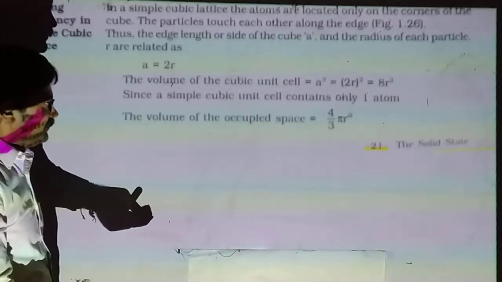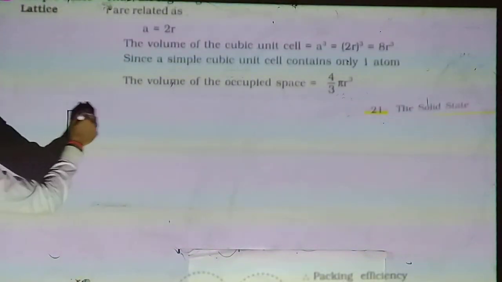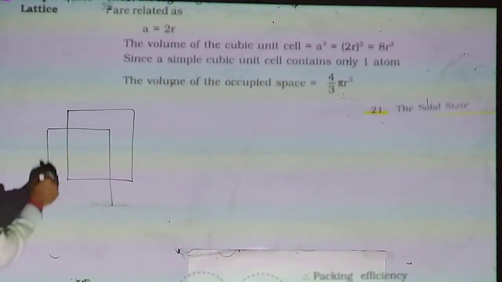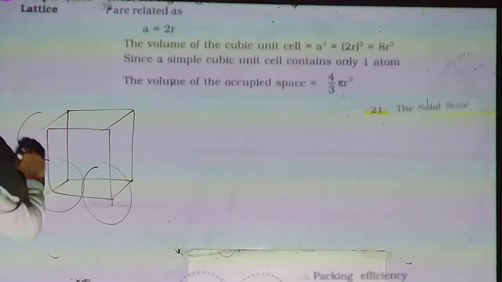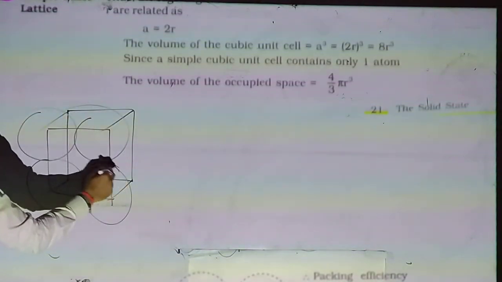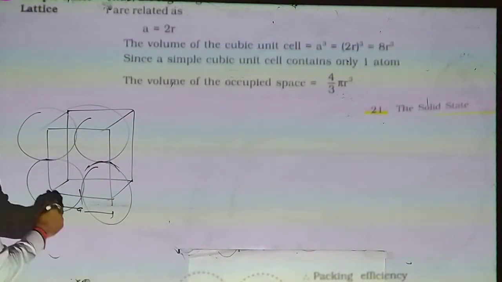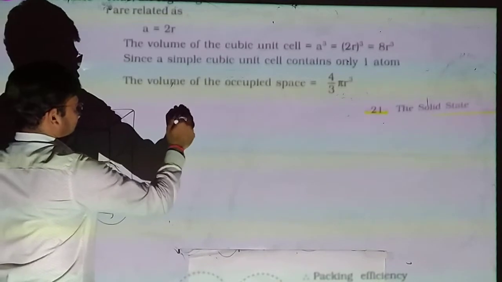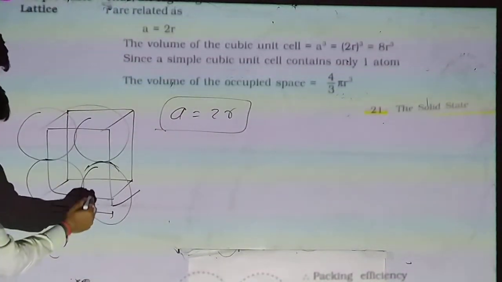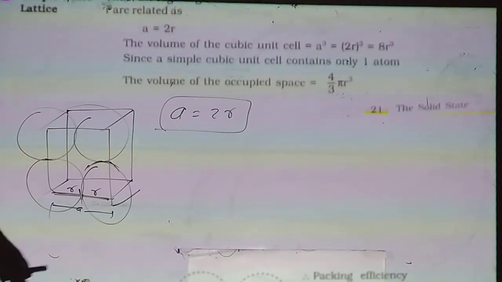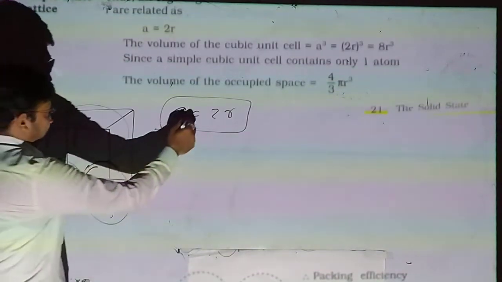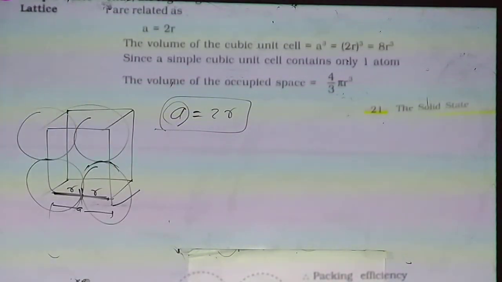We can describe. We are taking a simple cube. Spheres are at the corners, but all the spheres touch at the edges. So we can directly derive the edge length from the radius. Both spheres are touching. In the case of HCP and BCC, spheres are not touching on the edges. Here, in the simple cubic arrangement, both spheres are touching each other. So edge length is equal to 2r.